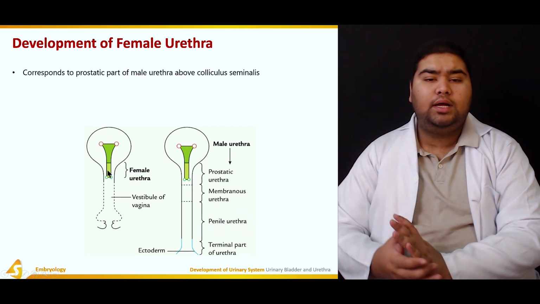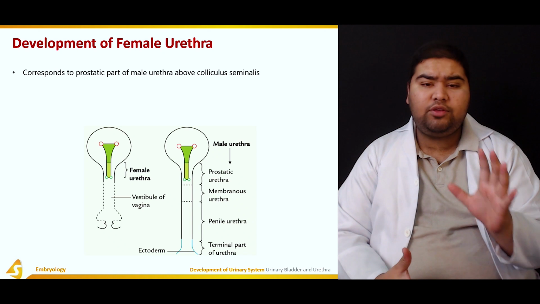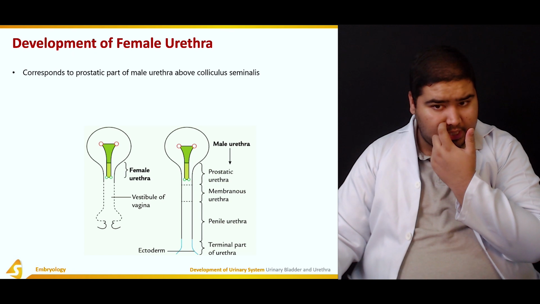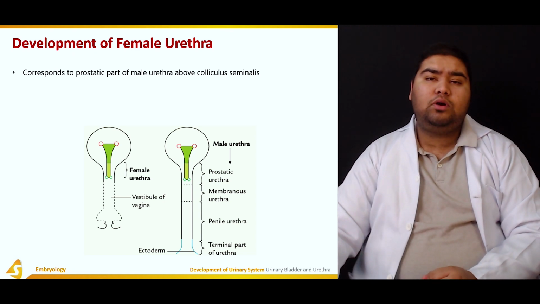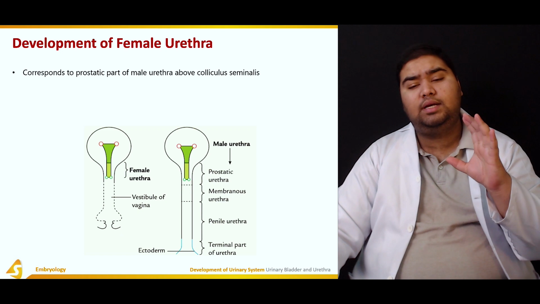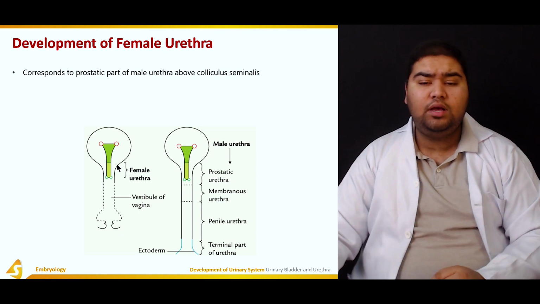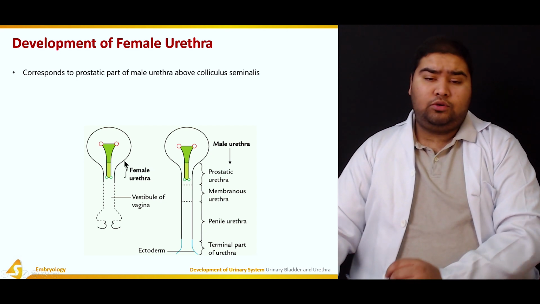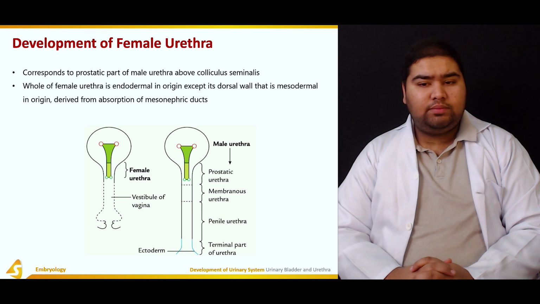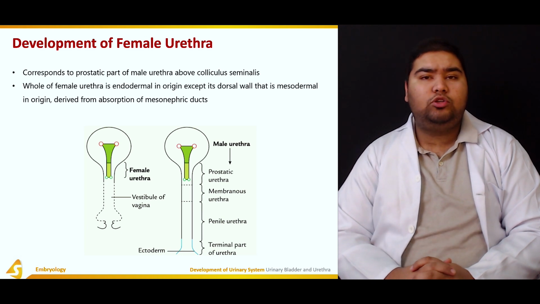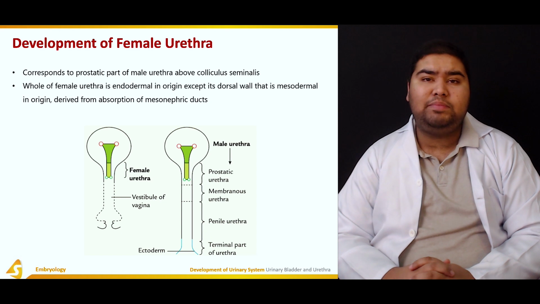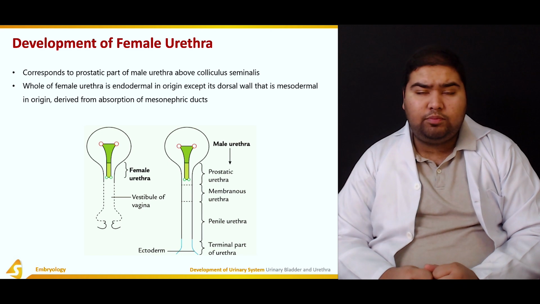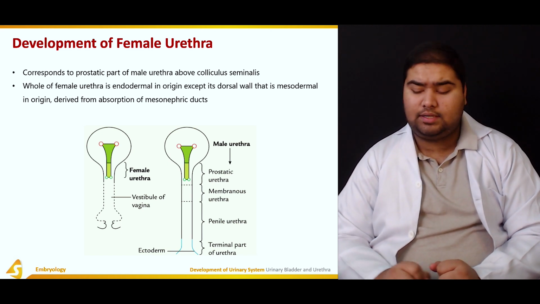Now moving on, this female urethra corresponds to the prostatic part of the male urethra above the colliculus seminalis. So above the colliculus seminalis, this female urethra corresponds to the male counterpart, as can be seen in the figure. The whole of the female urethra is endodermal in origin except its dorsal wall. The dorsal wall is mesodermal in origin.